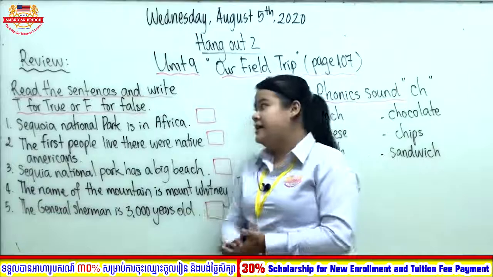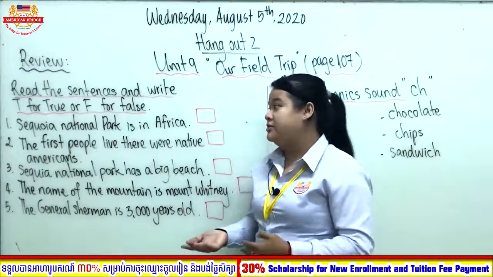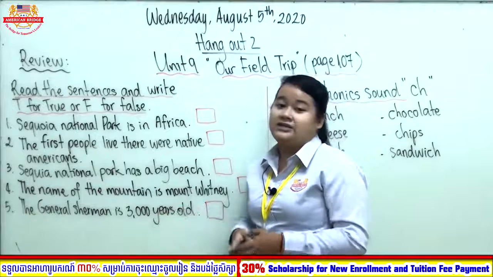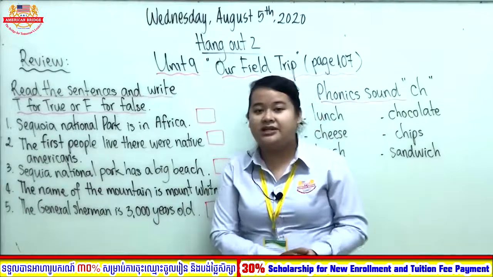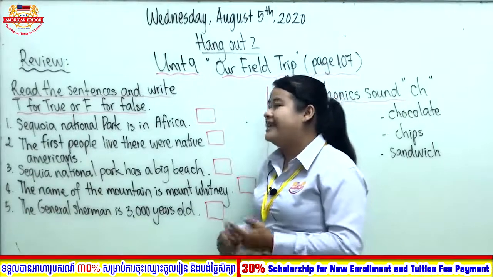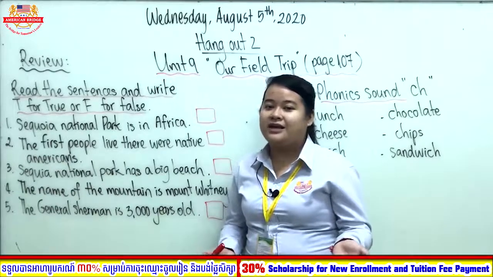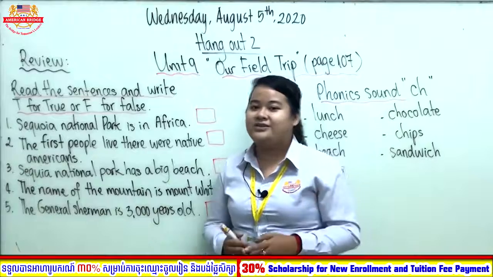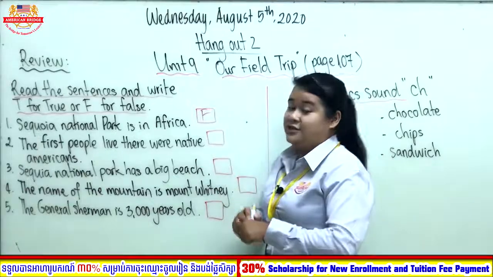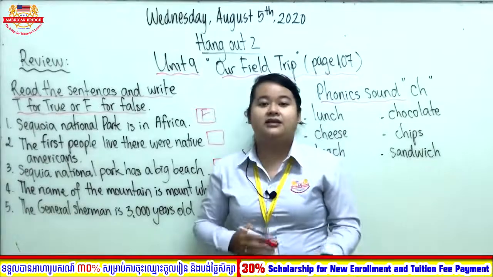Here is our review about Sequoia National Park. Teacher wants you to read the sentence and write T for true or F for false. Number one: Sequoia National Park is in Africa. You still remember it? No, right? So that one is false, and we need to write the letter F here. As you know already, Sequoia National Park is in California in the United States.